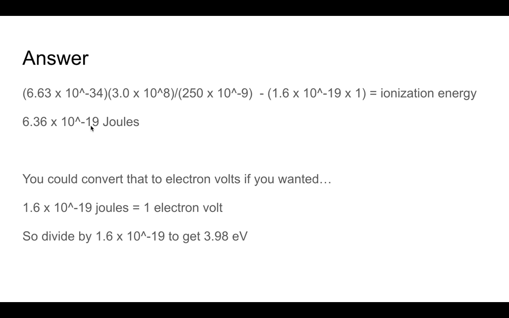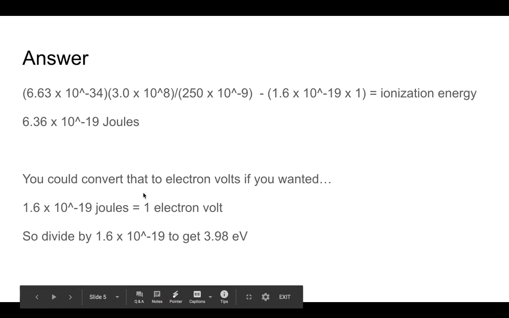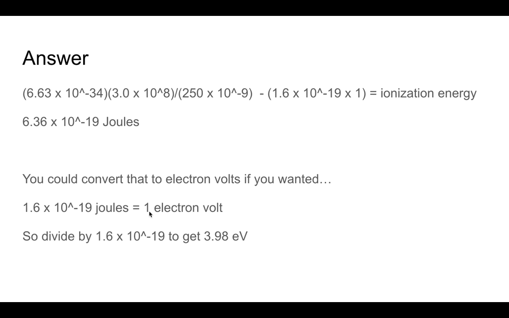Now you could convert this energy into electron volts, which is another way to measure energy. The conversion is that there are 1.6 times 10 to the minus 19 joules in 1 electron volt. You get that from the equation E times V equals energy. So you take this many joules, divide by that 1.6 times 10 to the minus 19 conversion factor, and you get 3.98 electron volts.